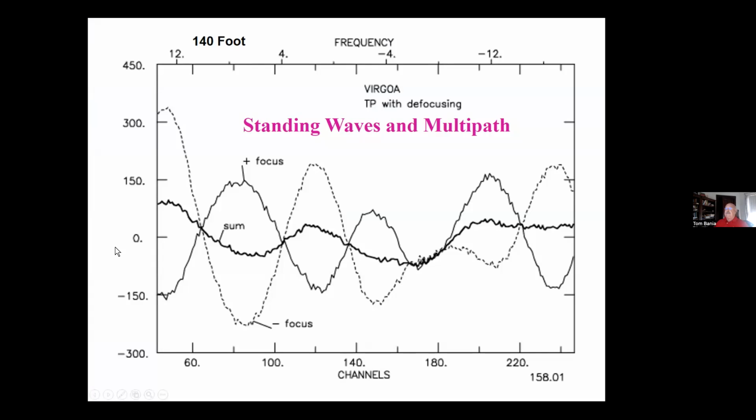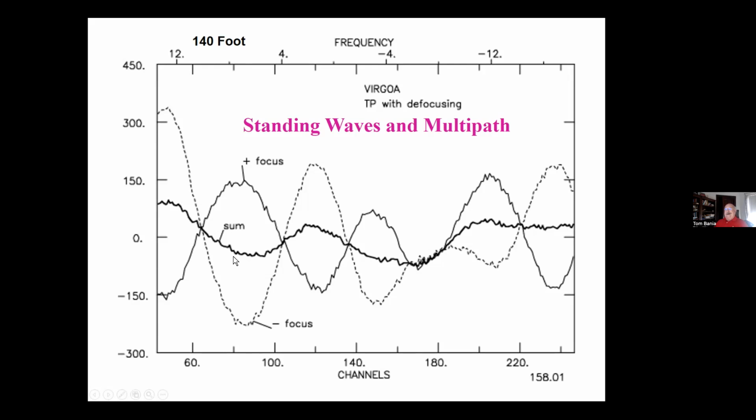You get standing waves that are not pure sinusoids because of multipath scattering off of the quadruped legs and things like that. So what people had to do was purposely defocus the telescope, take one total power on-off pair at a focus purposely plus lambda over 8 out of focus, and another pair minus lambda over 8 out of focus. Then when you average them together, you would get something that would be better, but certainly you can see that it doesn't completely remove the baseline structure.